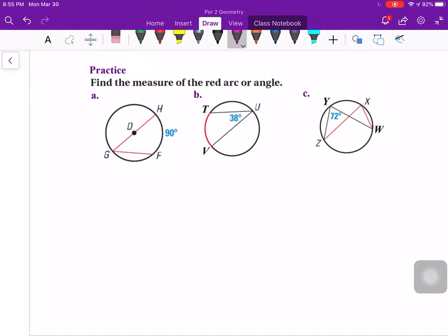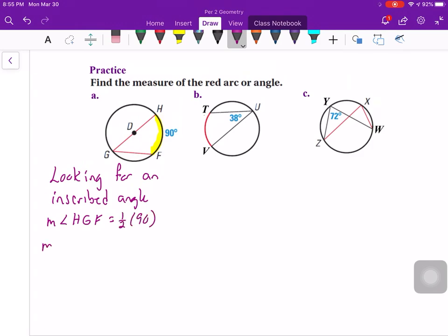Okay, here we have some practice problems. So the first thing you should ask yourself is, in A, are we looking for an arc or an angle? Well, we're looking for an angle. But we can see that we have the arc. So that means the measure of the angle HGF is half of that intercepted arc. So the measure of angle HGF would be 45 degrees.